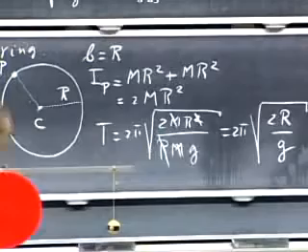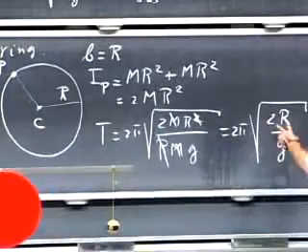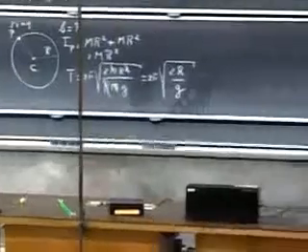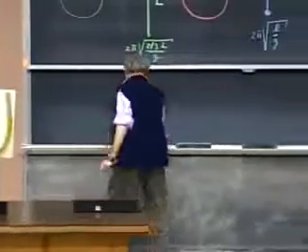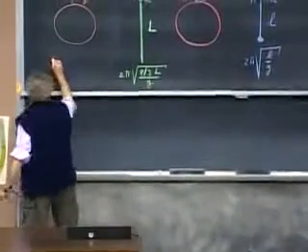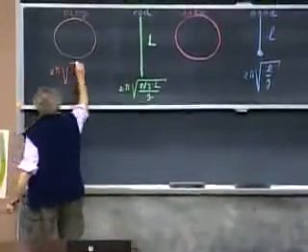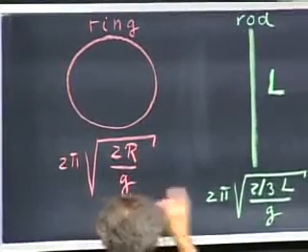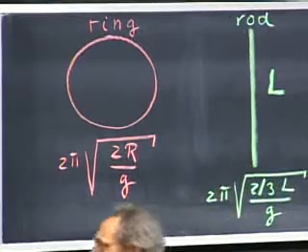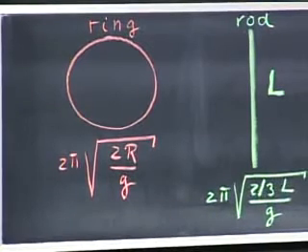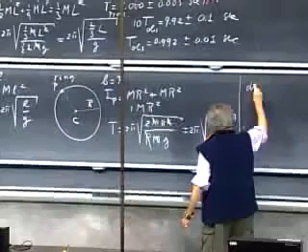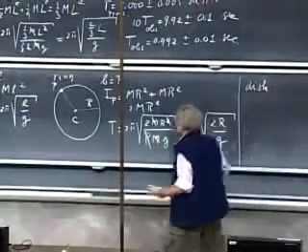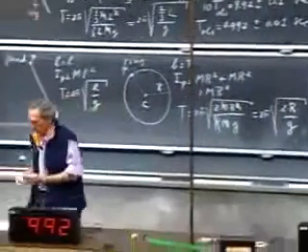So the period now is the same as a pendulum with length 2r. This is the ring. And so here we have 2 pi times the square root of 2r divided by g. I'll make a comparison very shortly. I just want to finish them all. And I now would like to do the disk, last but not least.